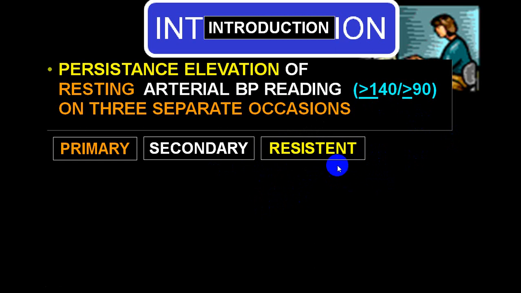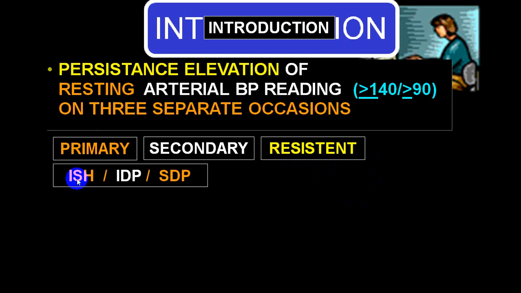There is another term called resistant hypertension. This is only on treatment. When you give treatment with a minimum of 3 drugs in full therapeutic doses, and one of those 3 is a diuretic, and in spite of using all in optimum doses, including diuretics, the person is still having persistent hypertension, we'll call that resistant hypertension.